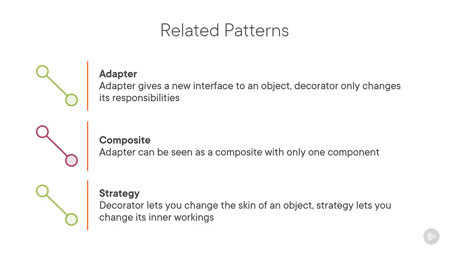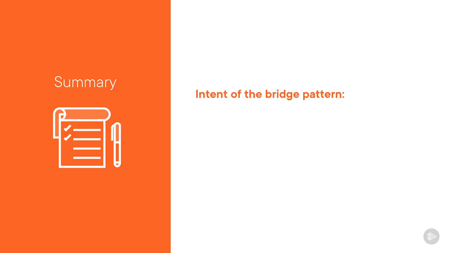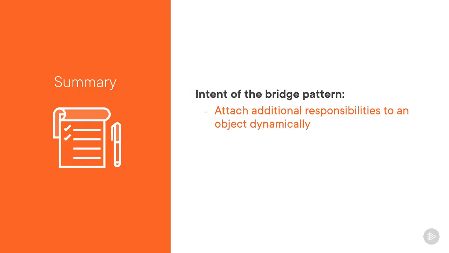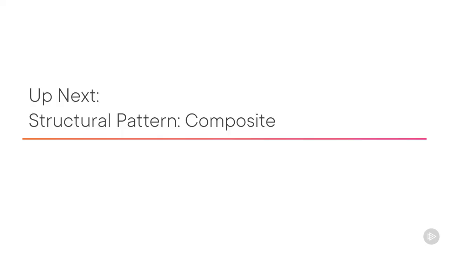Time for the module summary. The intent of the decorator pattern is to attach additional responsibilities to an object dynamically. We implemented this pattern to add functionality like collecting statistics and storing sent messages to two mail service implementations. The pattern offers more flexibility than static inheritance through subclassing. Up next is the composite pattern, one that's related to the decorator pattern.